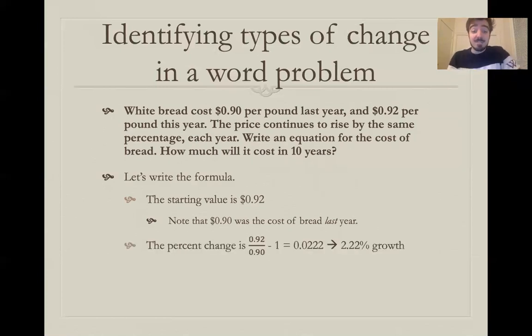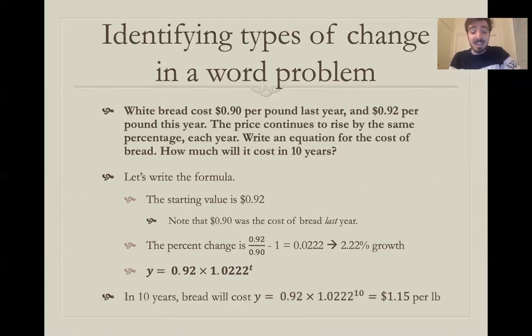The percent change, new over old minus 1, is going to be a 2.22% growth. If I wanted to plug that in for b, it's 1 plus 0.0222, and this would be our final formula. Now, the question is, how much will it cost in 10 years? Let's just plug in 10 into t, and that should get us $1.15 per pound in 10 years.